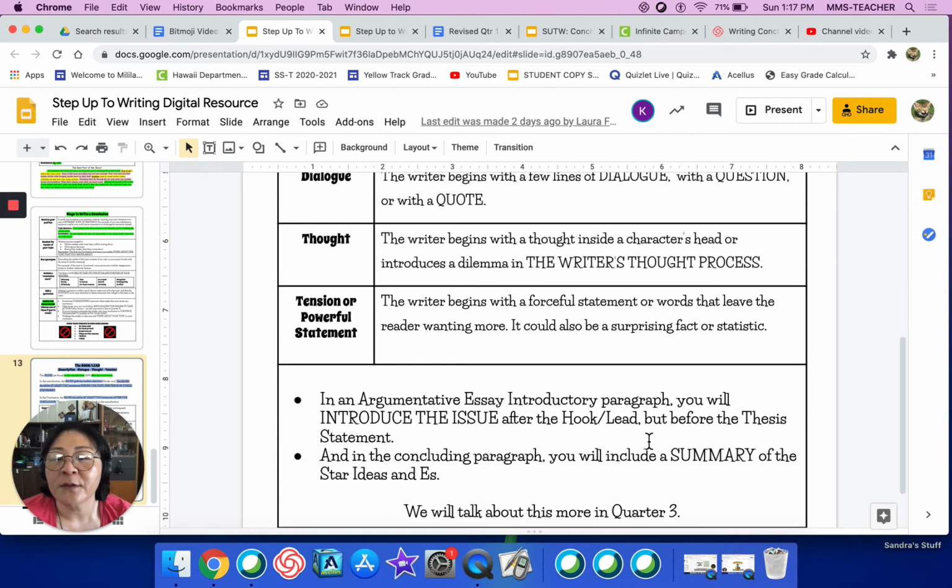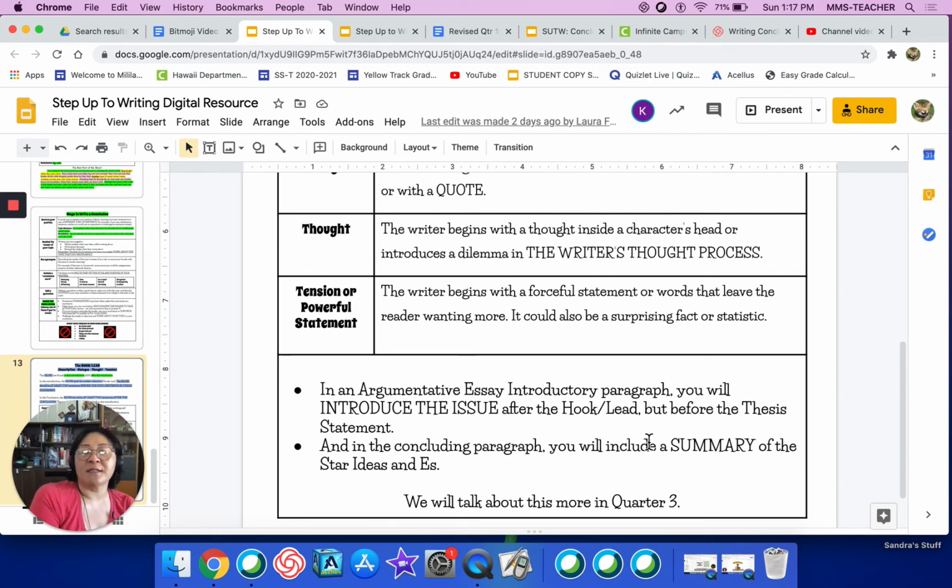Okay, so in an argument essay, introduction paragraph, you will introduce the issue after the hook or lead, the blues, but you will write it before the thesis statement. So you'll have your hook, your blues, and then your thesis statement. But in the concluding paragraph, you will have a summary of the star ideas, and then you will have your blues after that. And we'll talk more about that in quarter 3, but I just wanted to kind of touch base on that. Okay, so now I'm going to go to your assignment.